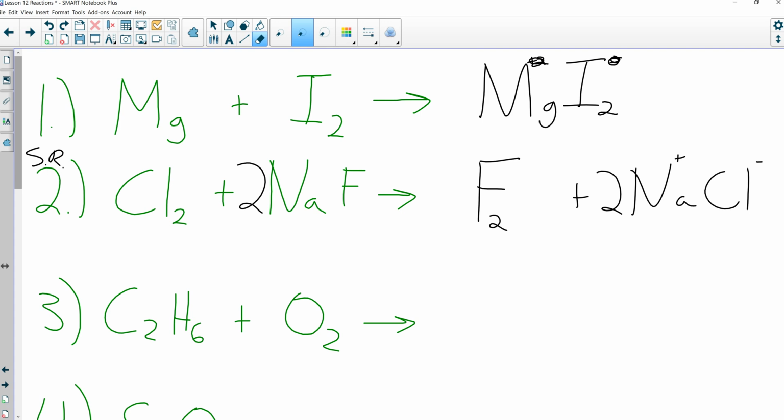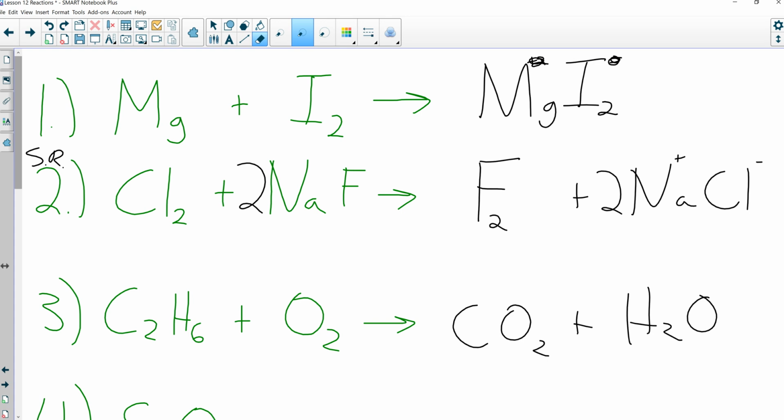Okay, so number 3 is pretty straightforward. What kind of reaction are we looking at in number 3? It's a combustion reaction. Okay? What are always the products of a combustion reaction? Carbon dioxide and water. Right? Okay? So that just comes from me knowing that pattern. Okay? If I know the pattern of a combustion reaction, I know what the products are.